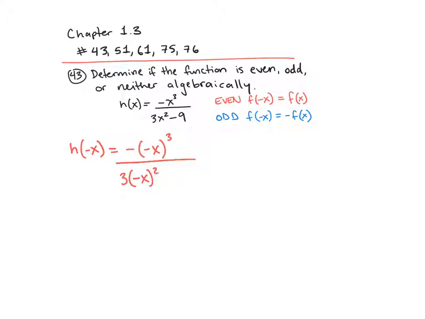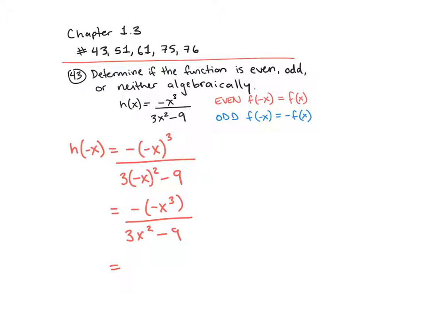And then that's going to be negative x squared minus 9. So be careful with your negatives here. This is a little tricky. So when I cube a negative x times a negative x times a negative x, that is going to get me back to negative x. So what that means is I have got negative times negative x cubed over 3. And then I've got negative x squared, so negative x times negative x, that's going to get me to a positive x squared. So that's going to be 3x squared minus 9.